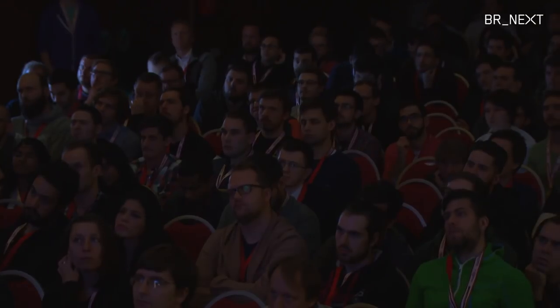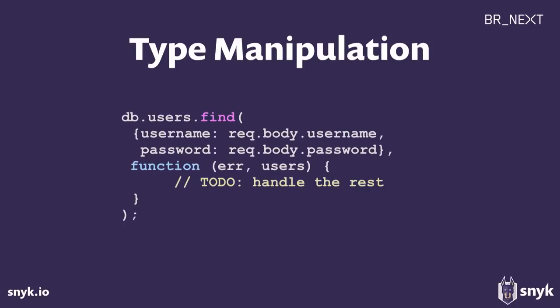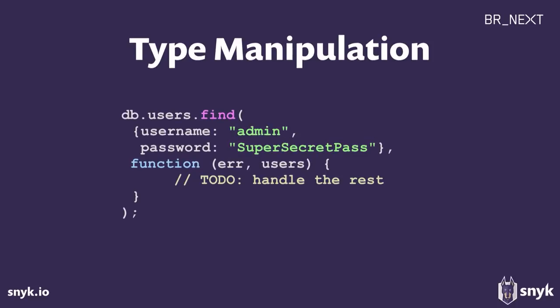And just as a last anecdote, type manipulation can also be used to do something called NoSQL injection. So we've shown strings and arrays. But if you have something like this, where you use Mongoose to find users by a username and a password, and it's meant to be used like this, where you have an admin and a string. However, if you can control a JSON input, then you can do something like this.